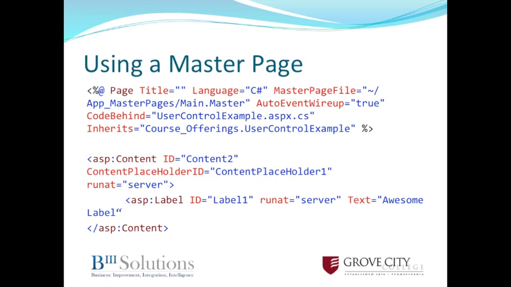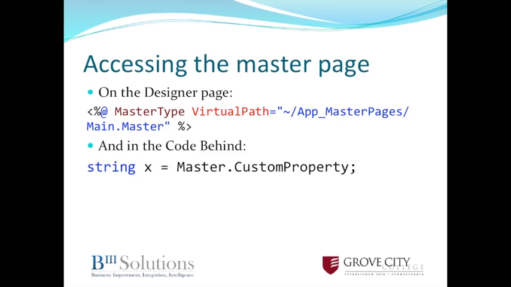If you wanted to access properties within the master page, you have to add a second directive to the top of your page called the master type. This basically tells it what type of page the master is. And then if you do this in your code behind, it'll create the master property where you can get any custom properties you have in there.